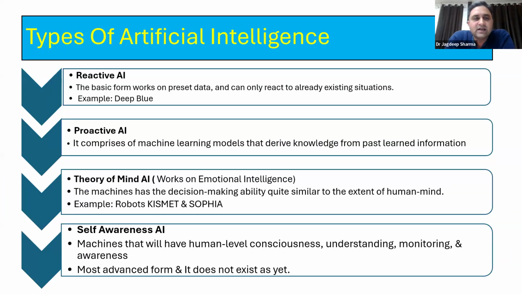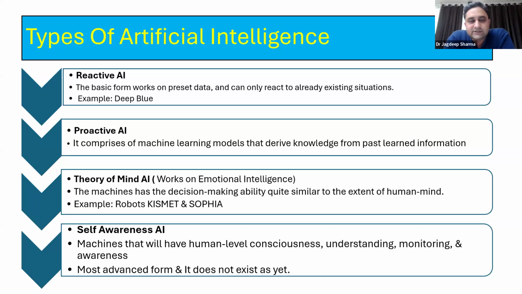Types of artificial intelligence: reactive AI. This is the basic form which works on preset data and can only react to already existing situations, as I already told about Deep Blue. Proactive AI comprises machine learning models that derive knowledge from past learned information and that can be improvised. Theory of mind AI is more advanced and works on emotional intelligence. It has decision making ability quite similar to the human mind. Examples of that: robots Kismet and Sophia.